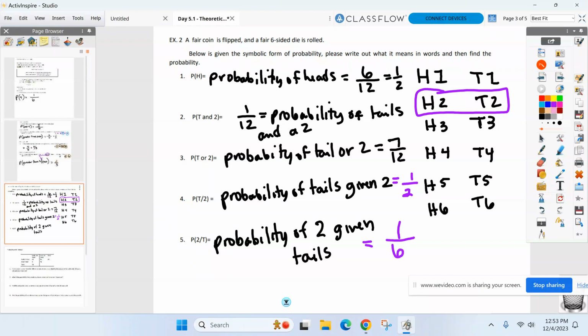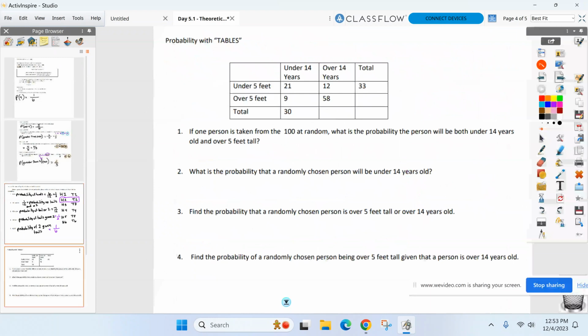All right, now it's reading from a table. First thing, I need your help filling in the rest of the table. I can't do much until it's all completed. So can you help me out with the totals here? Total amount of people over 5 feet? 67. Okay, how many people are over 14 years old? 70. And this is how you know you've filled in the chart correctly. No matter how you add them, the total overall should always be the same. And what's that 100 going to be now? It's our denominator, unless it's a given problem.